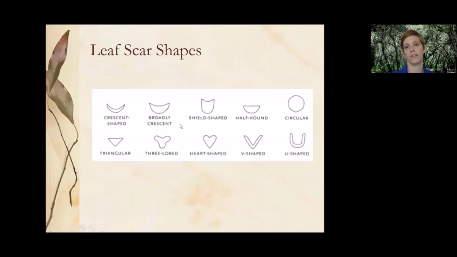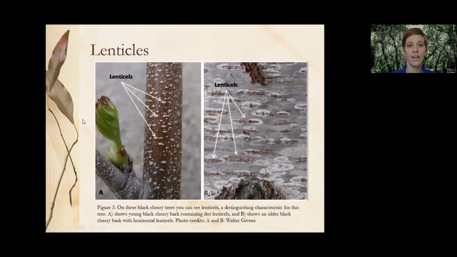There's crescent shaped ones, shield shaped, it can be totally circular, heart shaped, which is pretty cool, U-shaped, triangular. So if you have a tree in your yard that you won't do much harm to, you can either observe where a leaf once was, or you can actually break it off and see for yourself what the leaf scar shape is. And then again, the presence or absence of lenticels is just a helpful thing to note when we're looking at the twigs, because not all tree species have them. So just noting that is important.